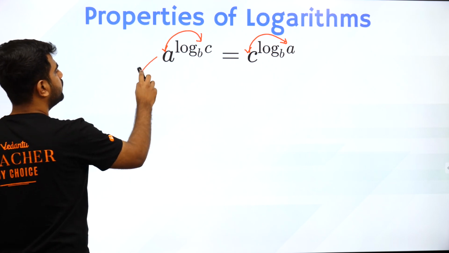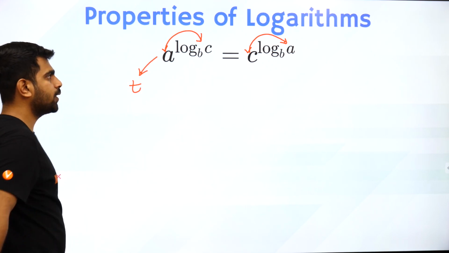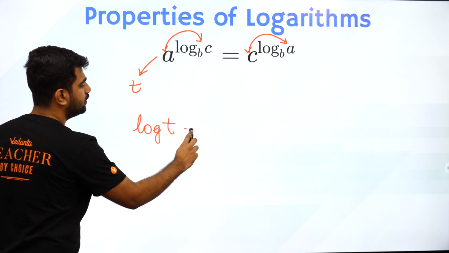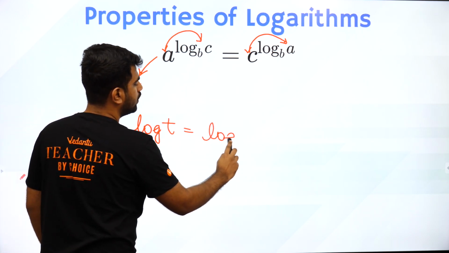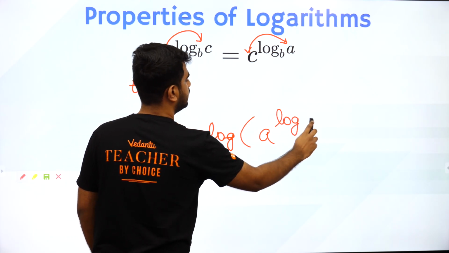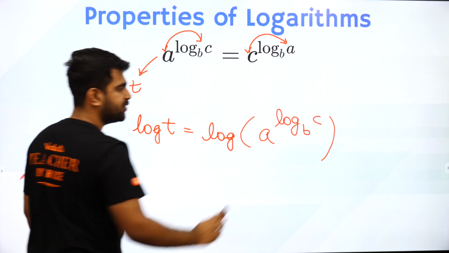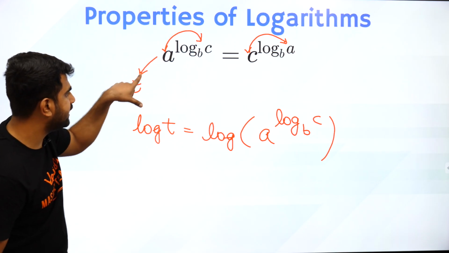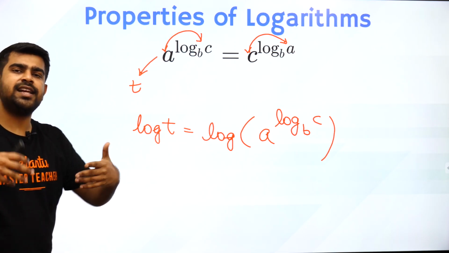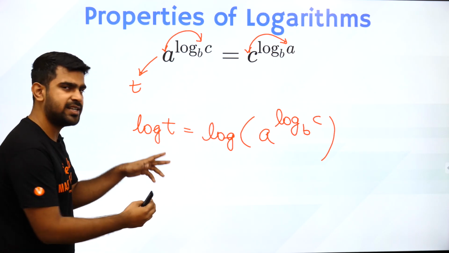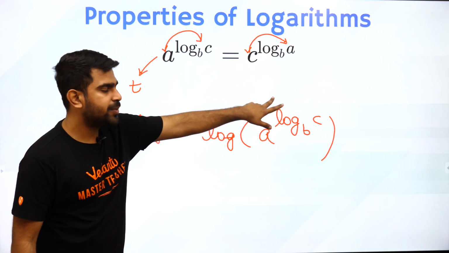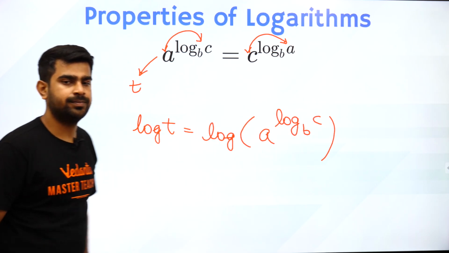So I will take this to be t. Okay, so let's take log of t. What is log of t? Log of t is nothing but log of a to the power log c base b. I hope all of you can agree with that. I took this as t, I took log, don't worry about the base. Let's say it's anything. Is equal to log of a to the power log c base b.